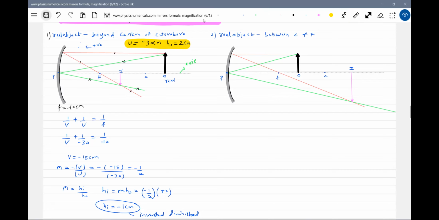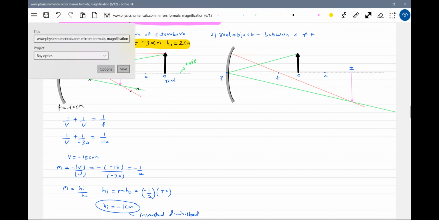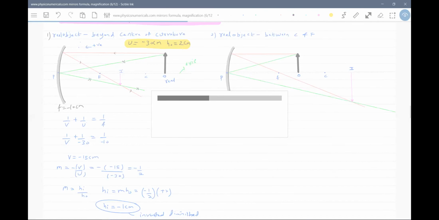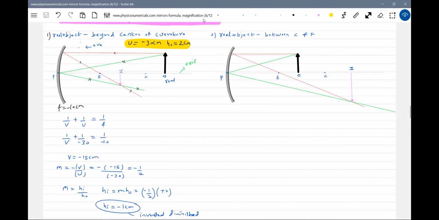In short, I'm calling only axis here to save time. Okay, now I'll consider an incident ray coming from the luminous extended object. Let it be parallel to the principal axis. After reflection, it should pass through the focus, the red color one. It'll come like this.